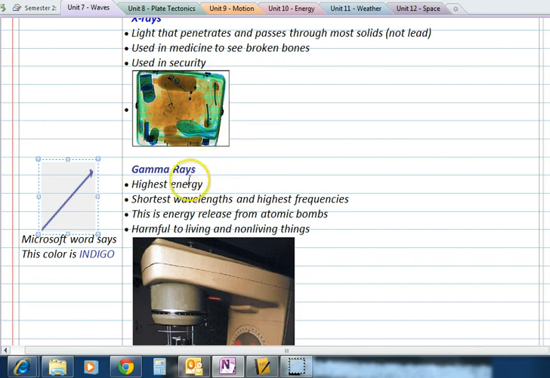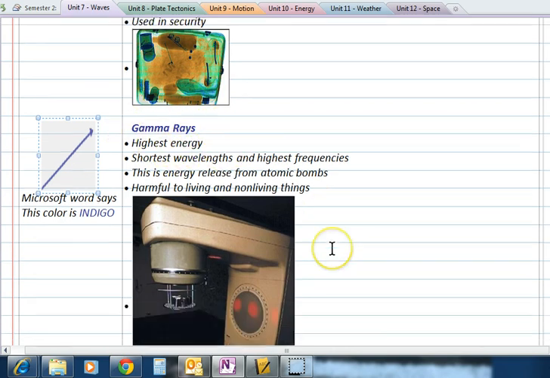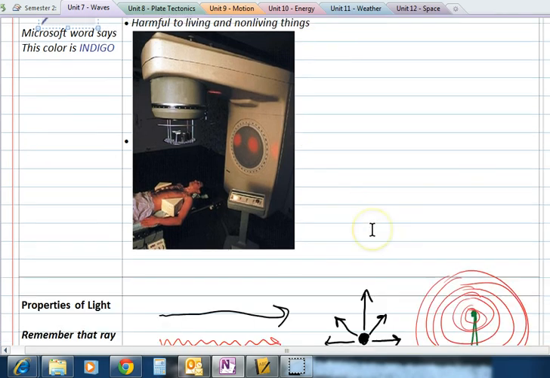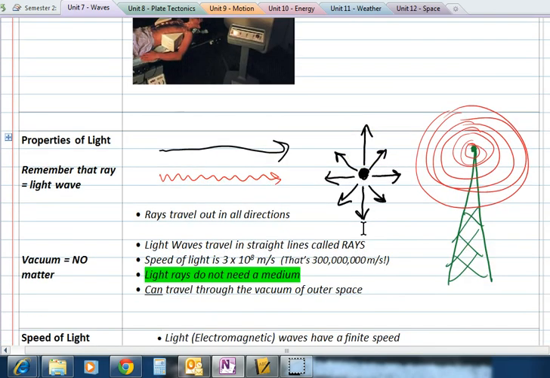And these are gamma rays. This is the highest energy, the shortest wavelength. We use them in nuclear medicine to help destroy tumorous cells in very, very small amounts. This is the energy that's released from atomic bombs. It's just ridiculously high energy.